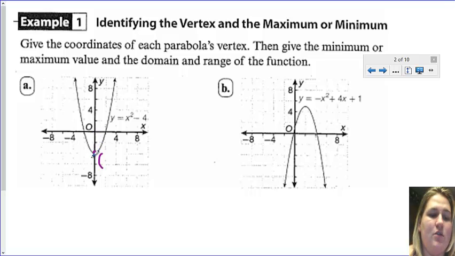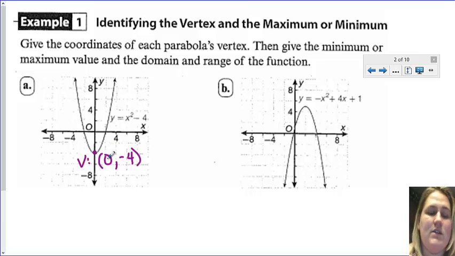Notice it's going by twos: -2, 4, 6, 8. So this is down 2 on the y. It's not over at all on x, so it's going to be 0. And then, not 2, 4, because it's going by twos, -2, -4. So this is the vertex, okay?